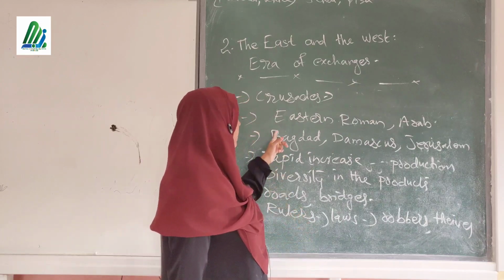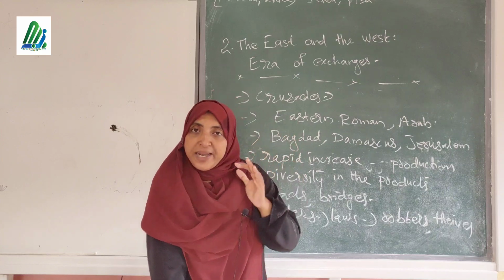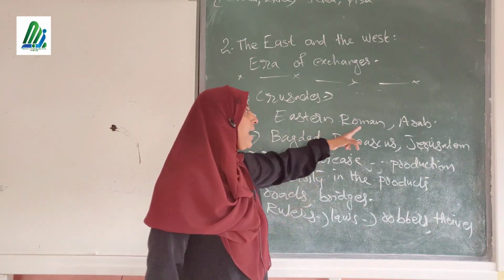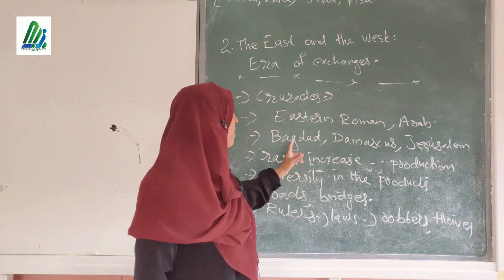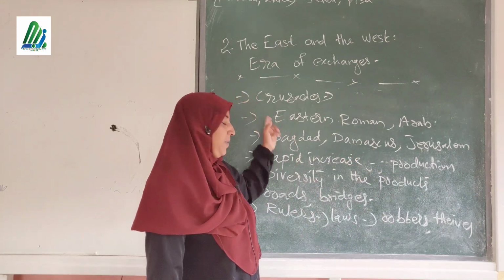Then another important point, in the medieval period trade increased and so many Italian people had trade relations with the Eastern Roman Empire and Arab people. At that time the important trading centers were Baghdad, Damascus and Jerusalem. So please note all these points.